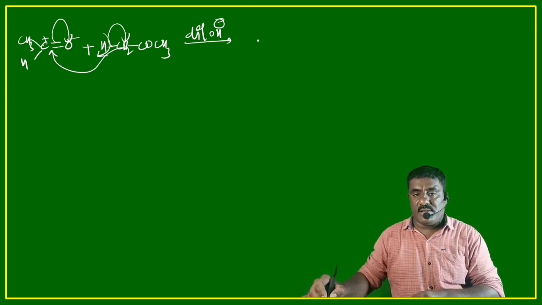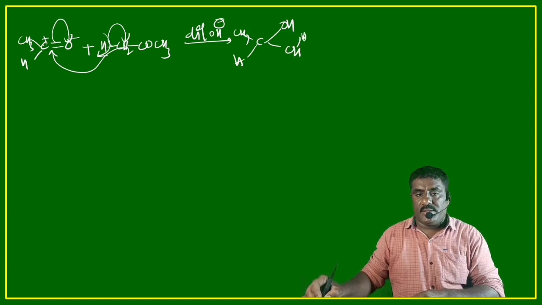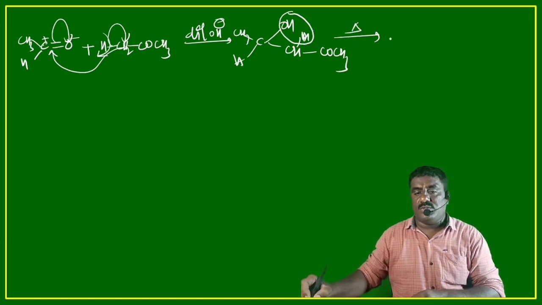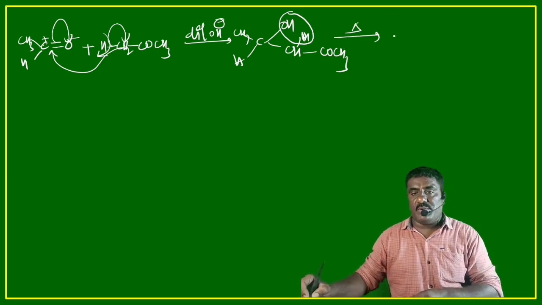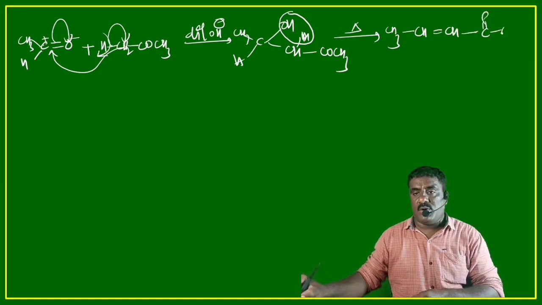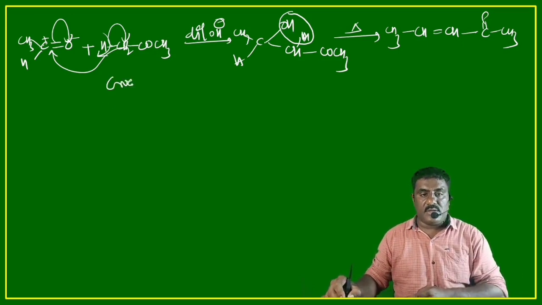I am writing the product: CH3, CH, OH, and H, H, CO, CH3. When it is heated, it eliminates the water molecule. So what is the product? The alpha beta unsaturated carbonyl compound, CH double bond CH and C double bond O, CH3. It is a crossed product.